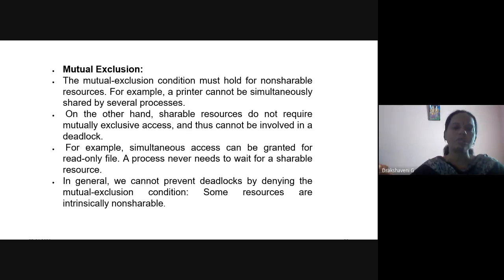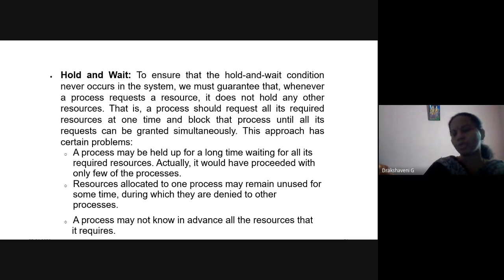In general, we cannot prevent deadlock by denying the mutual exclusion condition. Some resources are intrinsically non-shareable. That was mutual exclusion. What mutual exclusion says to us is, you see to it that you use resources which are not shareable. That is what is called mutual exclusion.